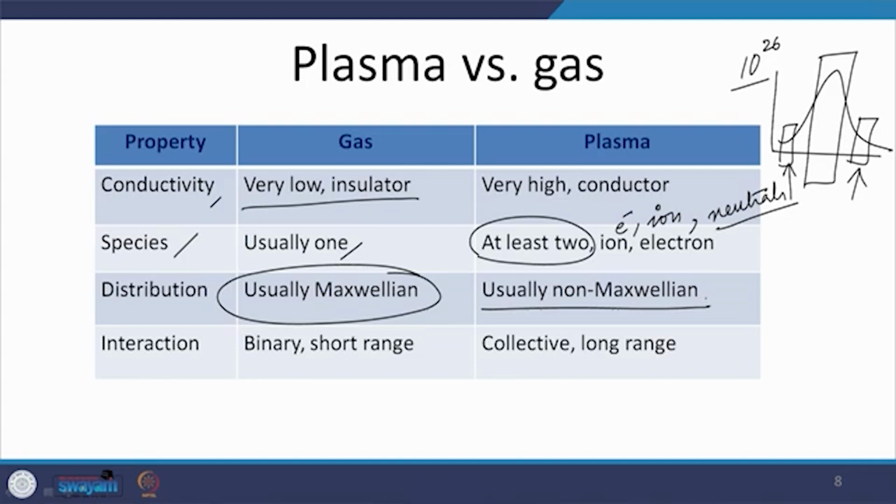Okay. Interaction is binary. What does it mean? Interaction is always with the nearest particle. Let us say you have an atom. How does it interact? It interacts with another atom. The means by which the force of attraction is transferred is basically the gravitational force or van der Waals force, depending on the situation, right. But it is a very short-range interaction. So, as you go away, the interaction will cease to exist or will decay very fast.